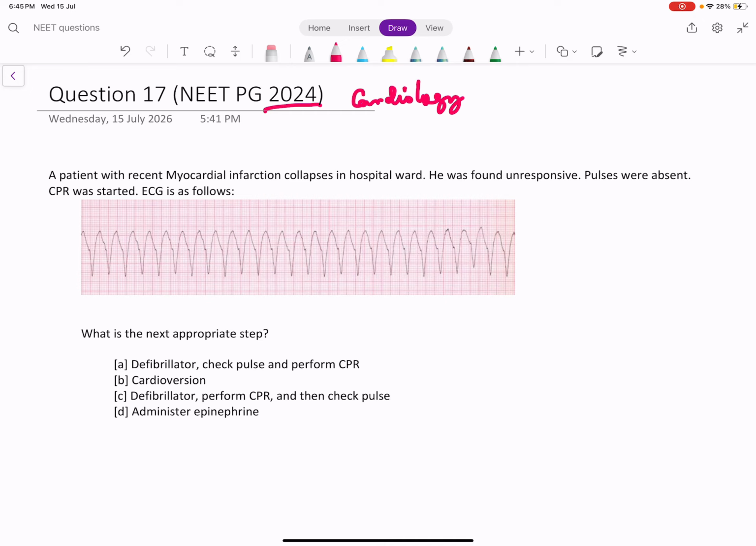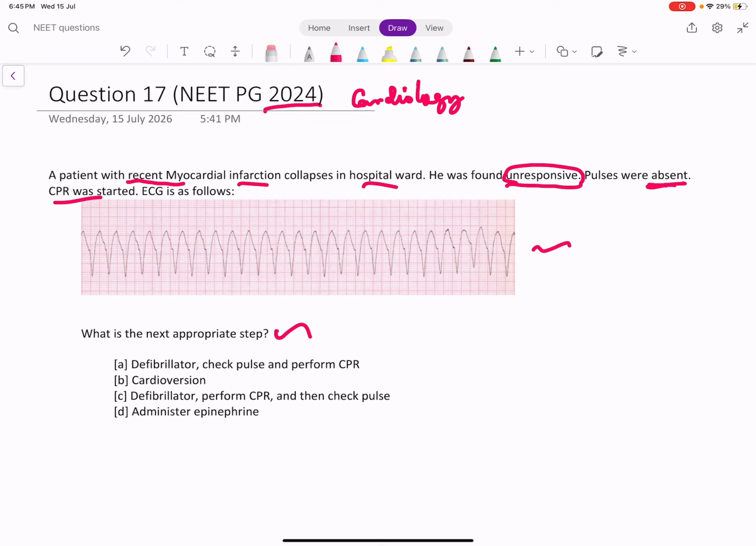A patient with recent myocardial infarction collapses in hospital ward. He was found unresponsive. Pulses were absent. CPR was started. ECG is as follows. What is the next appropriate step? So we have to diagnose this ECG and we have to tell what is the next step of management.